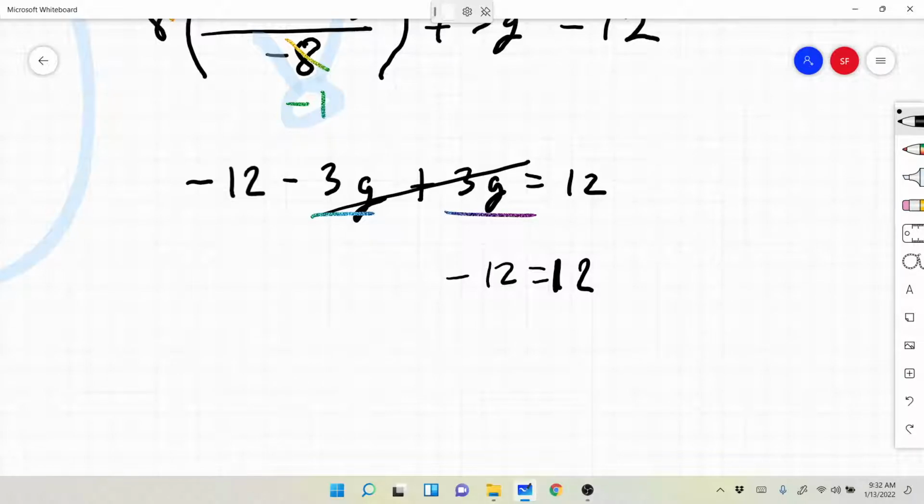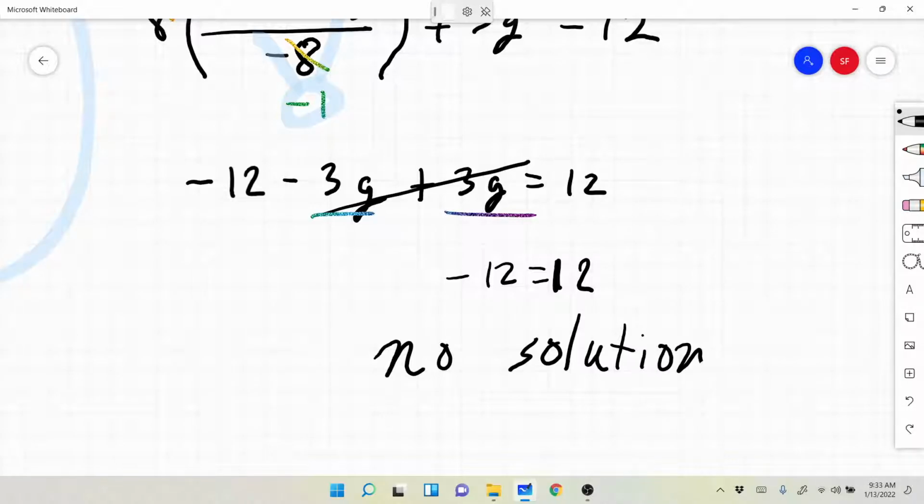Except it doesn't, and we've seen this before. It's been a while, but when we're solving an equation and we lose our variable, there are two options. Either we come out with a true statement, like 0 equals 0 or 5 equals 5, or we come out with a false statement, which is what we did. Negative 12 does not in fact equal 12, so we get no solution. If it was a true statement, it would be infinite solutions.